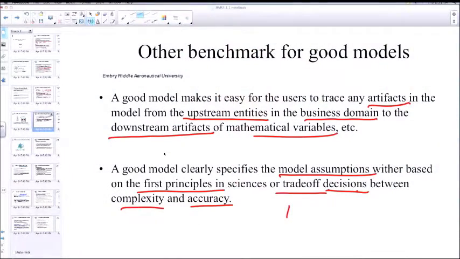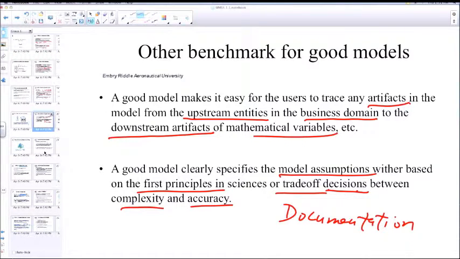So the secondary benchmark of a good model all depends on documentation. If you are an experienced programmer, you know how important this documentation is, because you either spend your time to document what you write, or you spend your time to debug overnight.